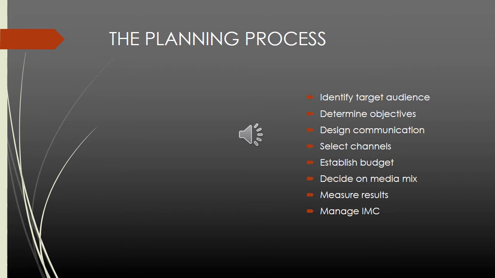Now, in this slide, you can see the marketing communication planning process. And this process has been defined by different steps. Number one is identify the target audience. You should know what your target market is.